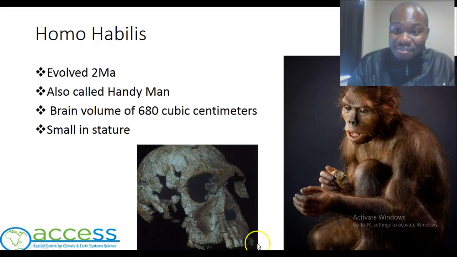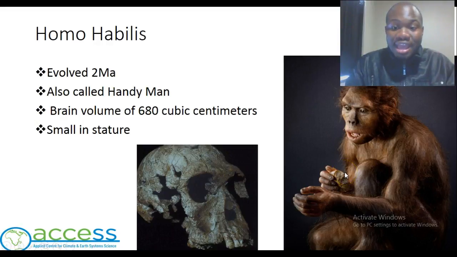As we can see from this diagram, these types of species were small in stature, and from the diagram we actually get to see that the old man is holding a stone to show that they were handymen. They actually used their hands to make as many tools as they could for them to survive.